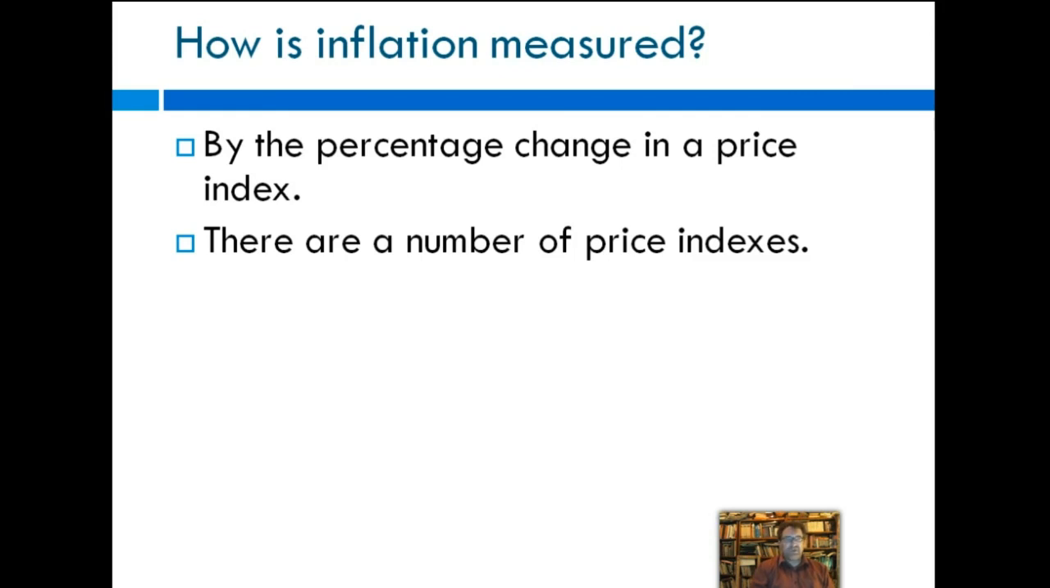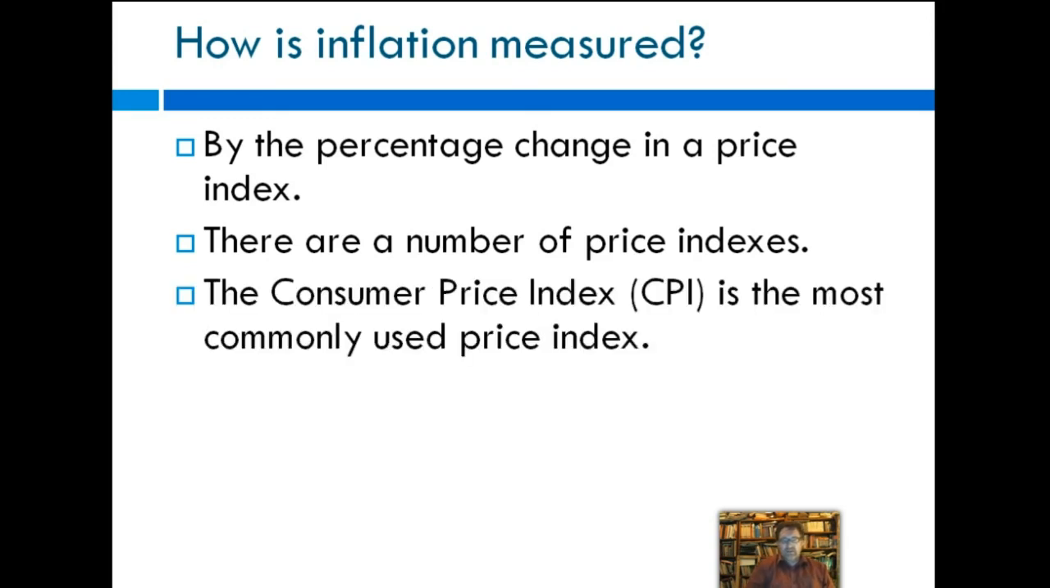So, for example, we might be interested in the prices of goods that producers buy. We would have a producer price index. Or we might be interested in the goods that consumers or households tend to buy. That would be a consumer price index. Or we could have some combination of the two. We would have a general price index, or sometimes called an implicit price deflator. Anyway, the most commonly used and cited price index is the consumer price index.